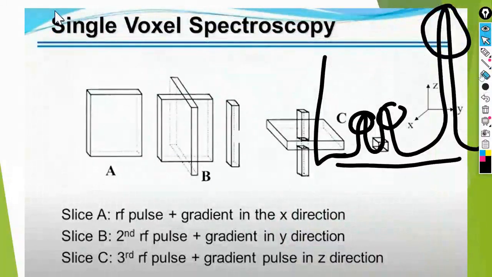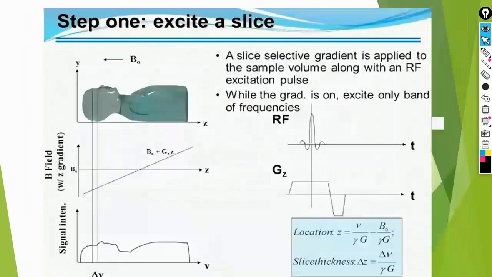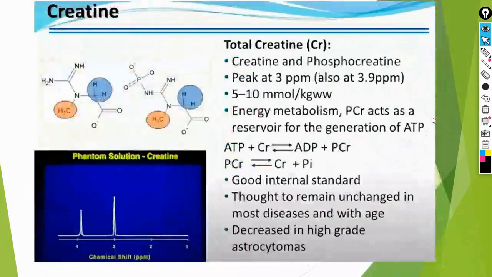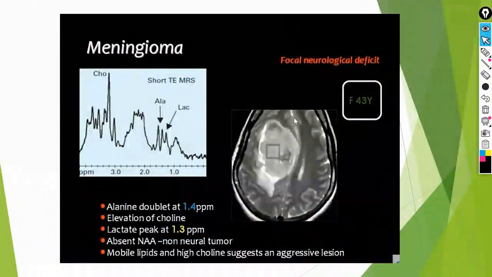Okay, let's move on to the most difficult part. I have something called the single-voxel spectroscopy and the multi-voxel spectroscopy. What does this mean? It means that when you come to perform the spectroscopy, you select your region of interest, like in the case of this meningioma, for example. Then you create a square and tell it to perform the spectral analysis in that square.